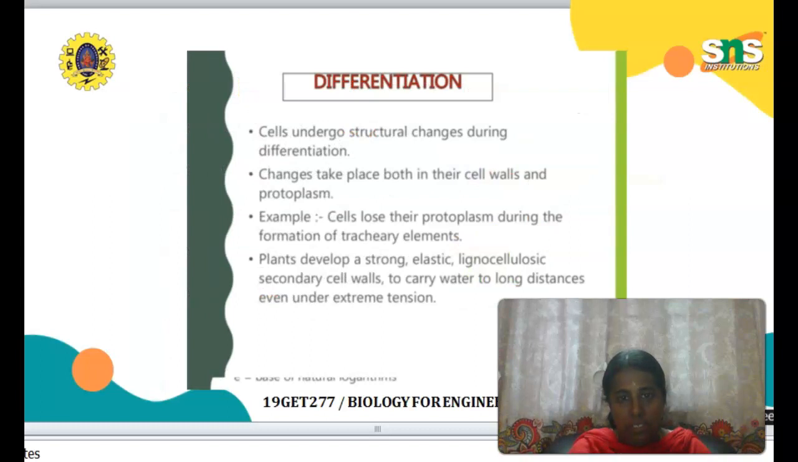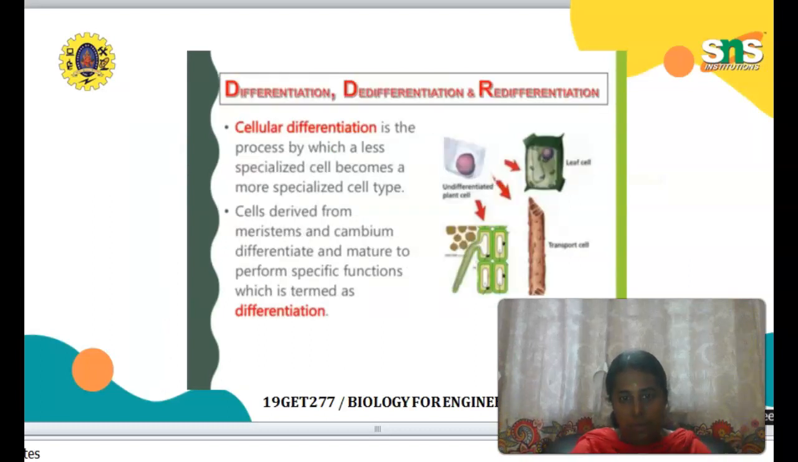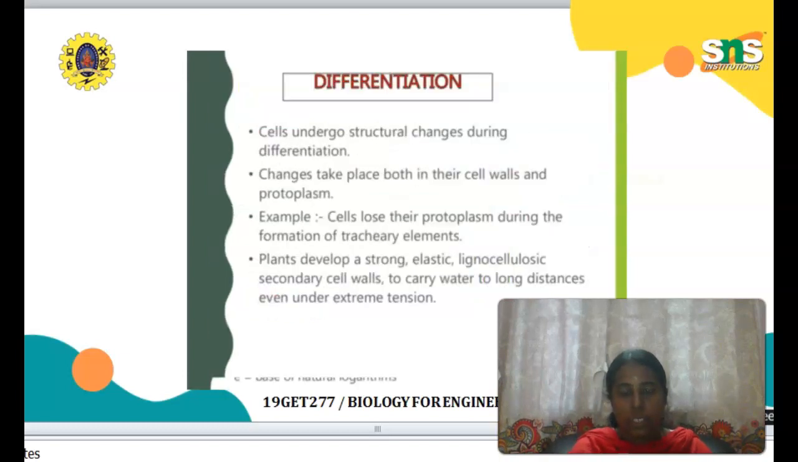Next one, differentiation. Differentiation is the process in which a less specialized cell becomes a more specialized cell. The cells derived from the meristems and cambium differentiate and mature to perform the specific function, which is termed as differentiation. So the cell undergoes structural changes during differentiation. Changes take place both in the cell walls and protoplasm. Cells lose their protoplasm during the formation of tracheary elements. Plants develop strong, elastic and lignocellulosic secondary cell walls to carry water over long distances even under extreme tension.